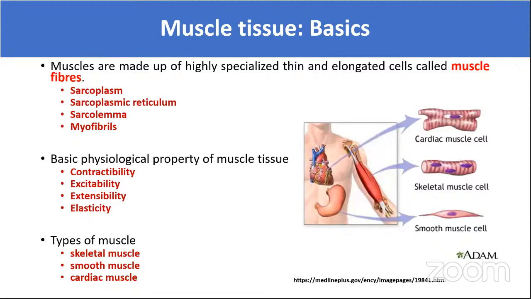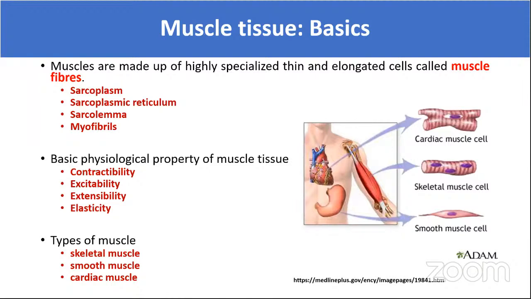Say for example, the cytoplasm in a cell is called sarcoplasm in the muscle fiber. Endoplasmic reticulum here is called the sarcoplasmic reticulum. The plasma membrane in case of the cell, here it is called sarcolemma. And within the muscle fibers, there are protein fibers which are called myofibrils.